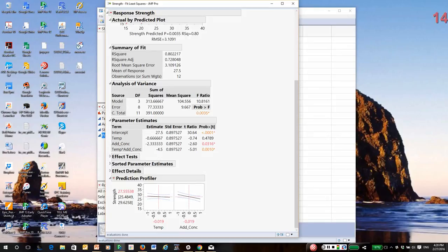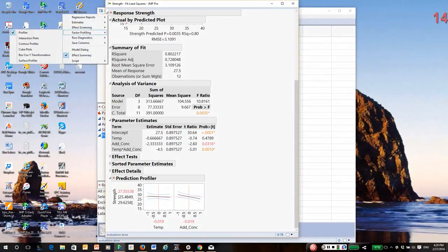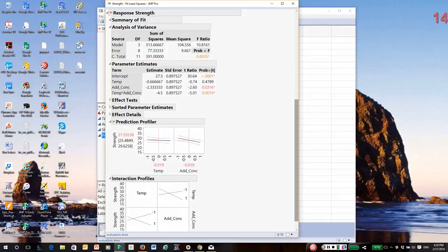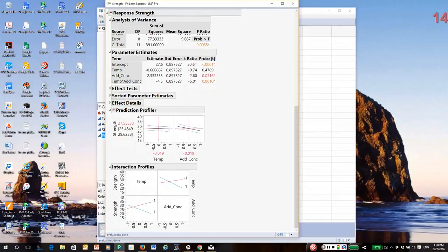Well, also under the main report menu to the left of the response header at the top, factor profiling are a series of graphical displays, and here you can get interaction plots. And I'll just focus on the top interaction plot. And notice in this plot, the x-axis is additive, and the two lines are for temperature, and to the right is the measured strength.